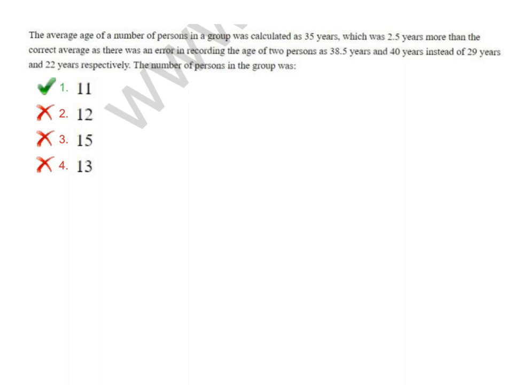The average age of a number of persons in a group was calculated as 35 years, which was 2.5 years more than the correct average, as there was an error in recording the age of two persons as 38.5 and 40 years instead of 29 and 22. See how much more you have calculated. This is 9.5, this one is 18. Put together, you have calculated 27.5 extra.